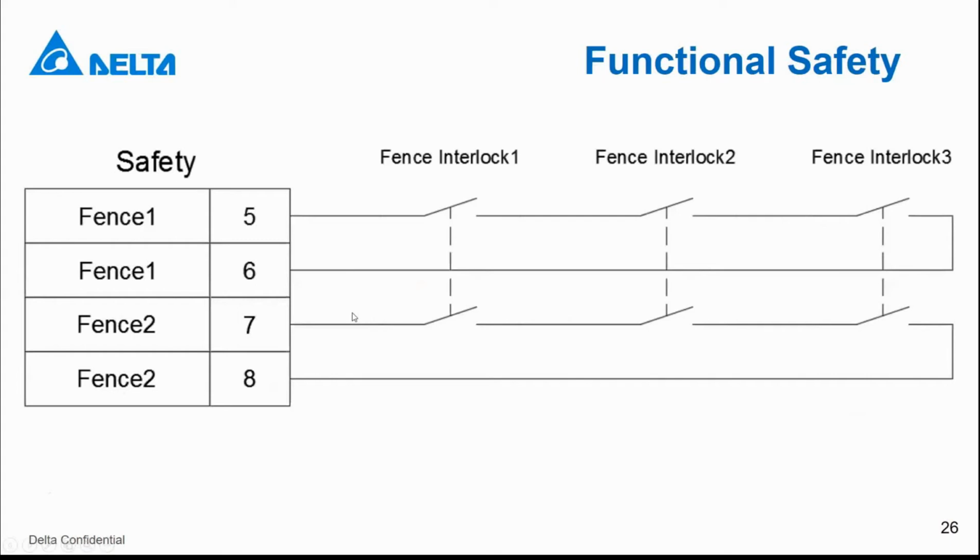And next, this one also needs to be connected. This is a functional safety channel. It has 2 channels. Usually you can connect this to maybe a door or safety fence. And then if you want to connect more than one, it's the same. You can connect them in parallel like this.